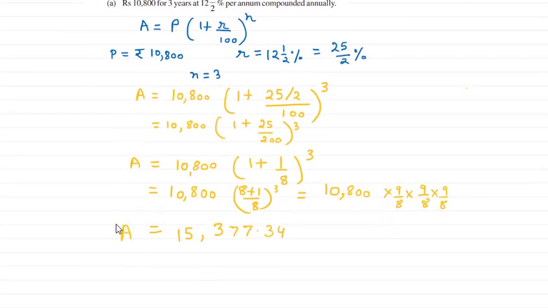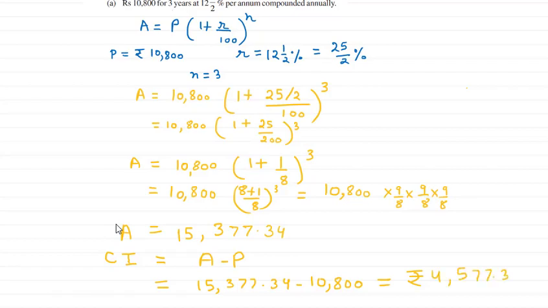Now you have to find out the compound interest also. So compound interest will be how much? Amount minus the principal or the sum. So here the amount is 15,377.34 and the principal amount is 10,800. So after solving this, your answer will be 4,577.34 rupees. And here also just give the rupees sign. So this will be your answer.